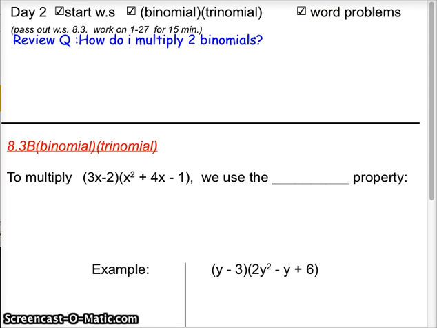Today we're going to finish up those 8.3 notes talking about multiplying binomials together. So just as a review question to recall, how do I multiply two binomials? Well, that is where the FOIL method comes in. First, outside, inside, and last. Now, unfortunately, this method does have one little hindrance.